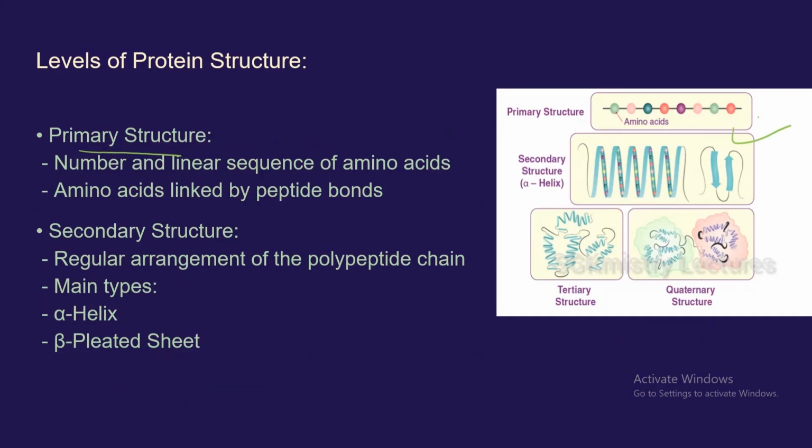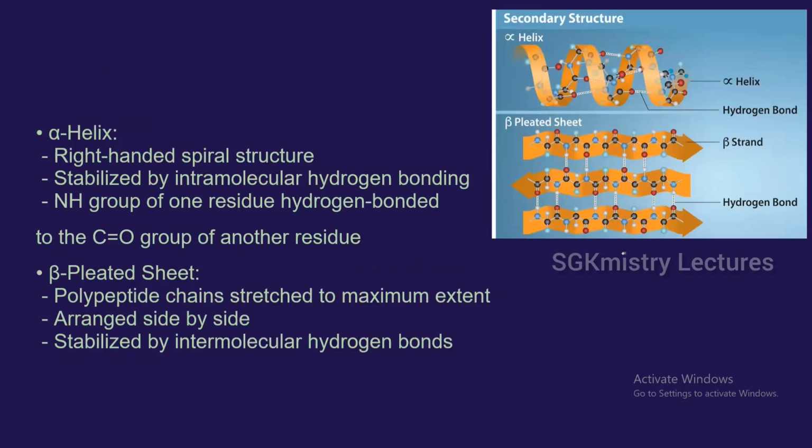Okay. Secondary structure. In secondary structure, we have 2 main types, alpha helix and beta pleated sheets. So this is the alpha helix. And the beta pleated sheet, I'll show the structure. See, this is the alpha helix where there is a helical structure like this. And in beta pleated sheets, we have different polypeptide chains which are held together by non-covalent interactions like hydrogen bonds.